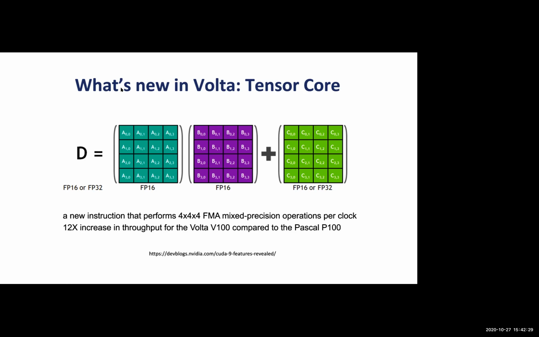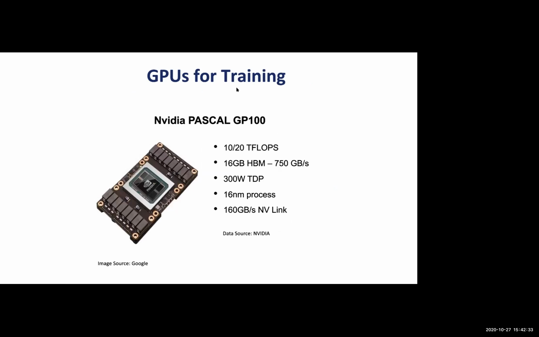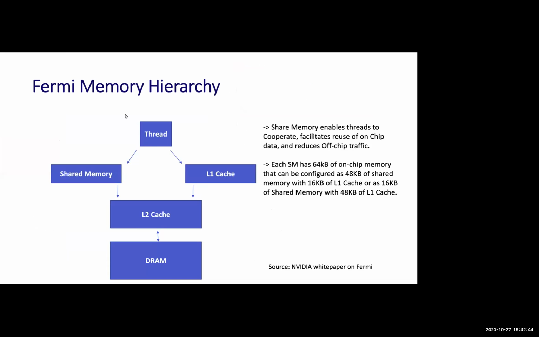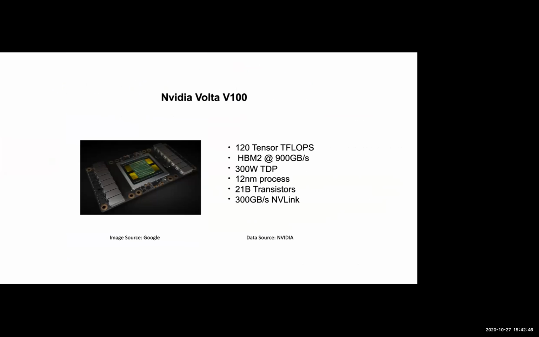So what's new in Volta? Volta had a tensor core. Like we had a CUDA core, in Volta we had a tensor core. This was a separate tensor core, specifically meant for deep learning.